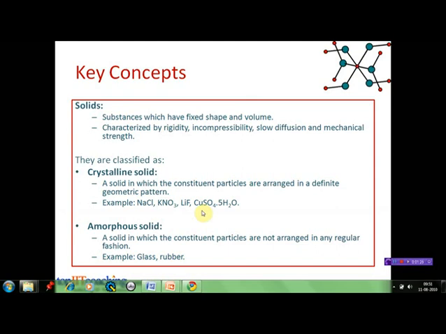The second type of solids on the basis of arrangement are the amorphous solids. These solids are those in which the constituent particles do not have a particular order in their arrangement. For example, glass, rubber. I hope you remember we found glass as a very interesting substance because we also studied it as a supercooled liquid. Some of its properties belong to the category of amorphous solids, whereas some of its properties belong to that of liquids.